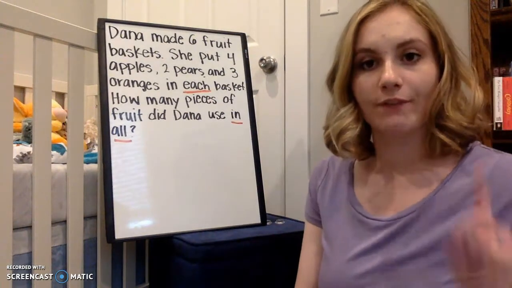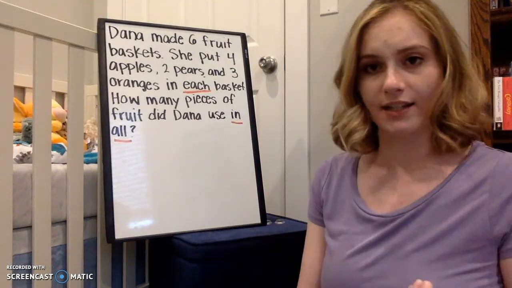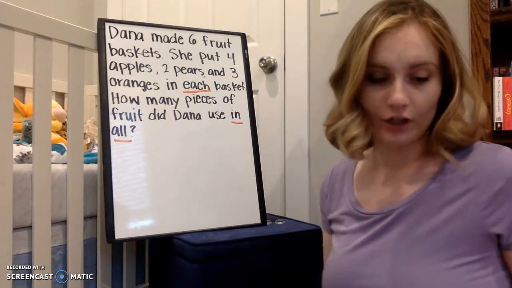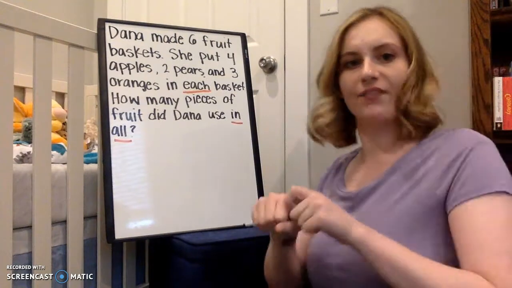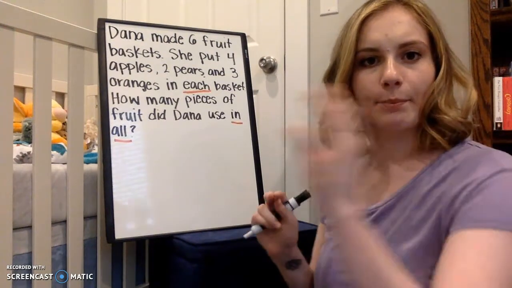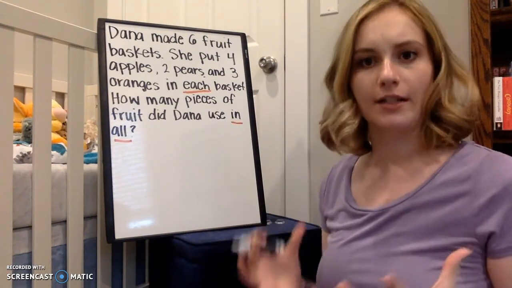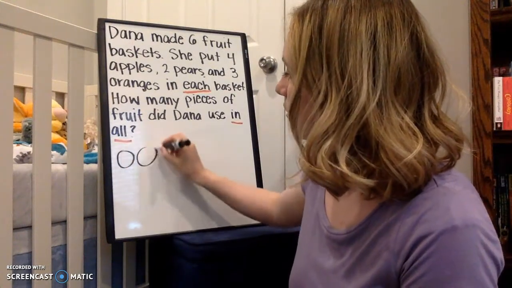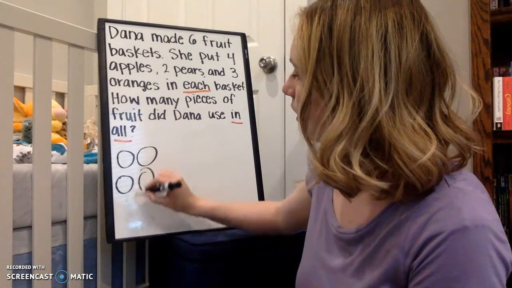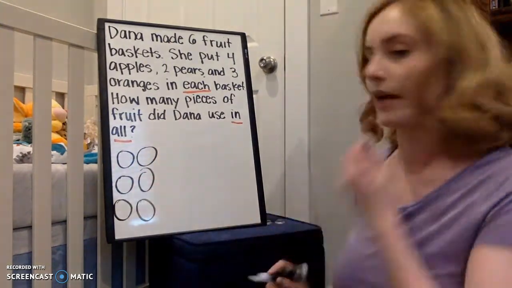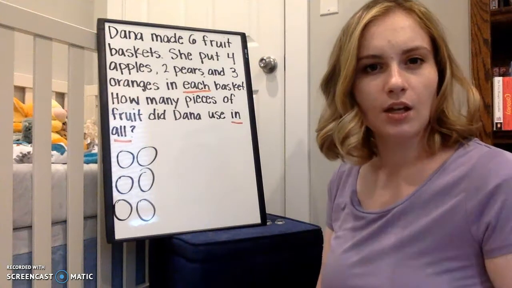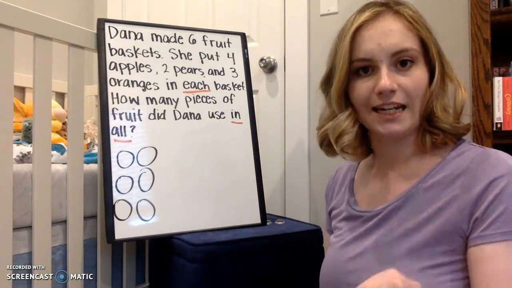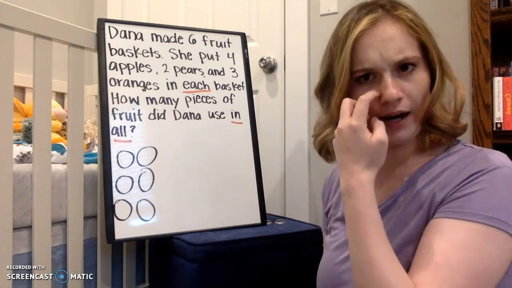All right, first step, visualize it. Visualize this problem. The way I like to visualize, drawing a picture. So I'm going to draw a picture. I have six fruit baskets and I'm putting fruit in each one. So I'm going to draw six groups, six fruit baskets. So here's one, two, three, four, five, six. Okay, I've got my six fruit baskets. She puts four apples, two pears, and three oranges in each basket. All right, I can do that.